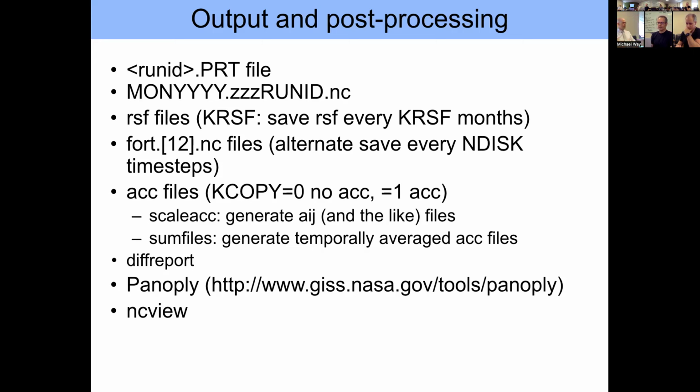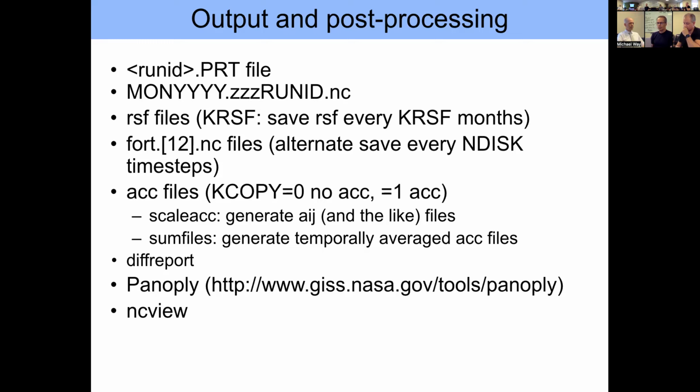Then the model saves the RSF files that I told you about with the KRSF variable, which saves every month, every year, every decade, whatever you want. These are really, really big files. Then there are the fort.1 and 2 files, which I mentioned quite extensively earlier, whose frequency you control with the NDisk variable.